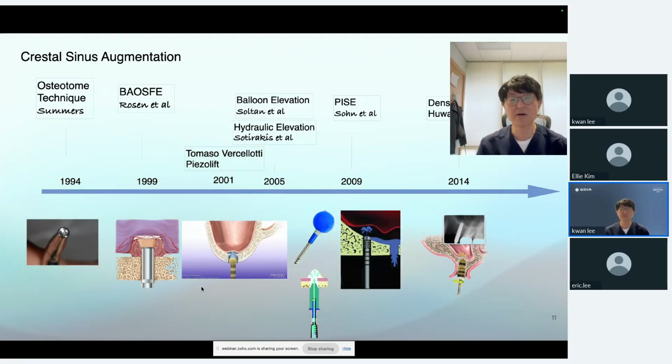But the problem is it created vertigo. After you've done such an elaborate surgery, the only thing the patient remembers is, oh, doc, you were hammering my head. So that reduced the meaning of the surgery. So that's the osteotome technique. And since then, the Crestal sinus approach techniques have evolved.